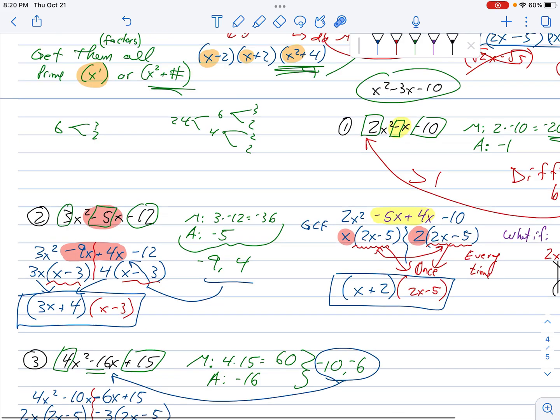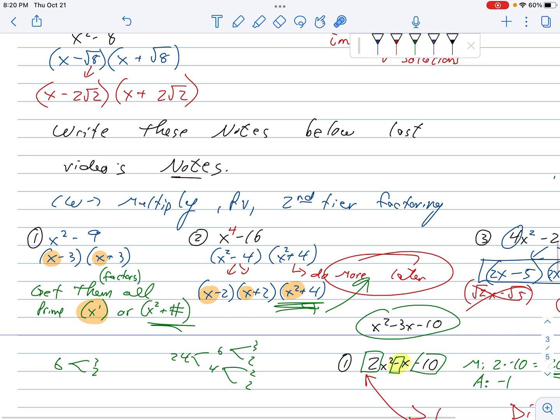Okay, so you have a couple problems to do. Again, there'll be multiplying, review, and then a couple of these second-tier factoring problems. Okay? Good luck. Let's go, Islanders.